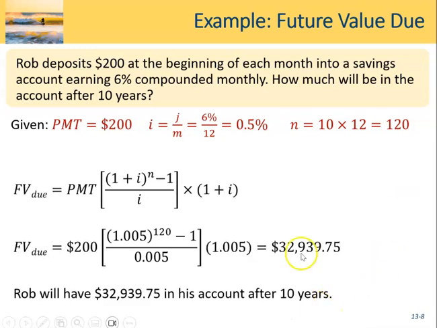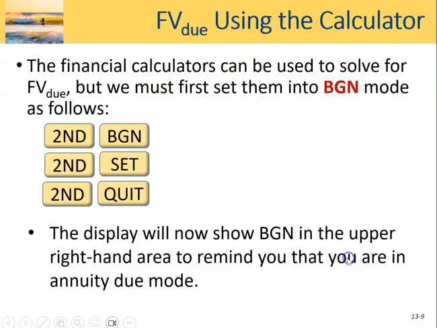Okay. So if we were to use the formula, we'd use the normal formula for the future value and then multiply it by 1 plus i. Okay, and using the formula, you're getting $32,939.75. Let's look at the calculator.